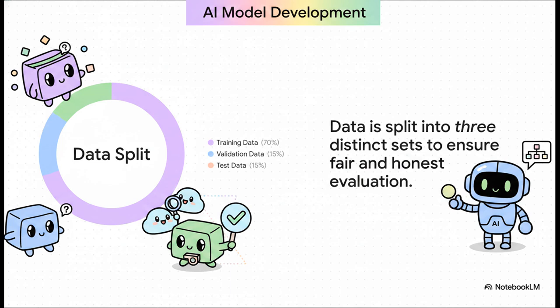About 70% of it is your training data. That's what the model learns from. Another 15% is your validation data. You use this to tweak and tune the model's settings. And that last 15%, that's the test set. You lock it away in a vault and don't touch it until the very end. It's the final exam for your model on data it's never, ever seen before.